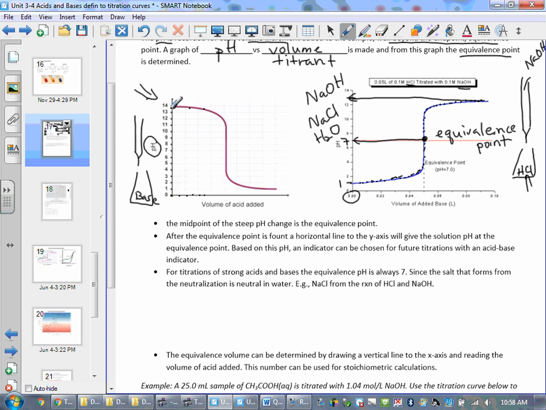So this is an opposite curve. We're analyzing a base. We've got an acid titrant. So the opposite is happening. As we're reacting our base, our pH is slowly dropping. When all of our base has been reacted, we have pretty close to a neutral pH. Now we've got extra acid in there, and our pH drops. The opposite kind of curve is happening. So still the midpoint of this steep change is our equivalence point.